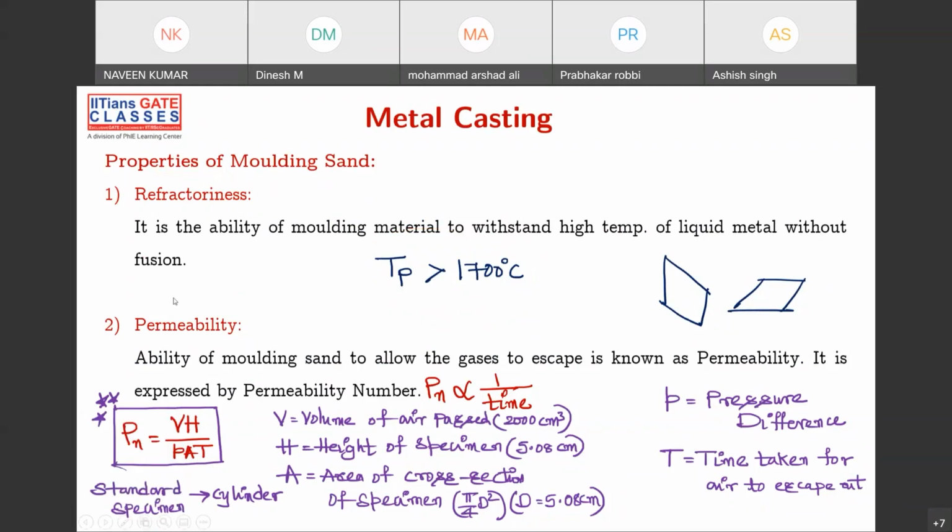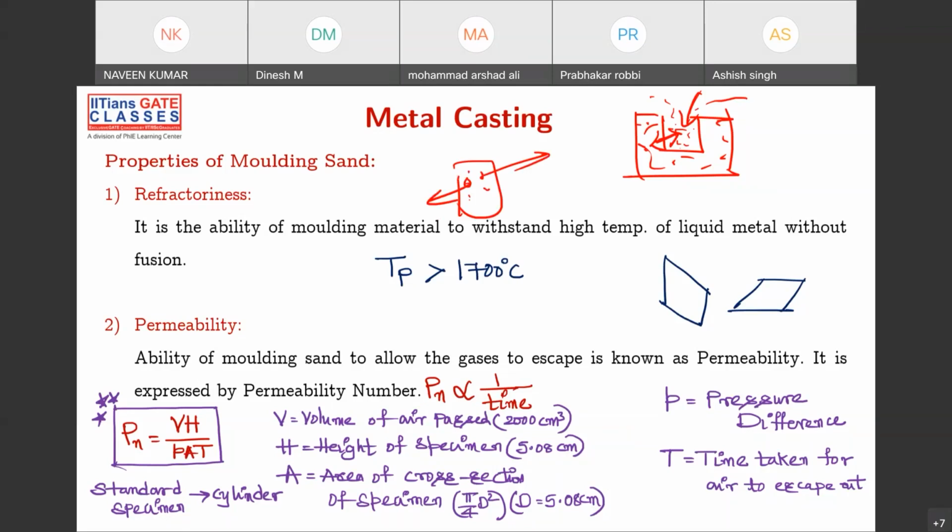Next, permeability. When I have a molding cavity like this, and this is all sand, and I'm pouring liquid metal into this, there is some reaction between the molten metal and the molding sand, and when you're pouring, some atmospheric gases also get mixed in. All these gases should escape out. They should not get trapped inside. If they get trapped, defective castings will be formed, with air bubbles inside the casting. All the air bubbles should go out.